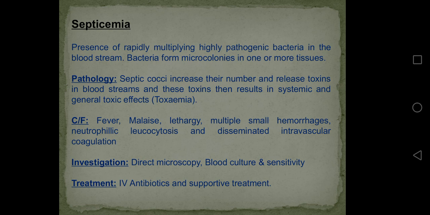What investigations will you carry out to investigate the condition of septicemia? One is direct microscopy. What is this? You collect the sample of the patient and visualize it under a direct microscope of high magnification. You can visualize the presence of pathogens or bacteria inside the blood. This is direct microscopy. Another option is blood culture and sensitivity. We keep the blood for 72 hours for the culture of bacteria and then find out the sensitivity of the pathogens, against which antibiotic it is sensitive.